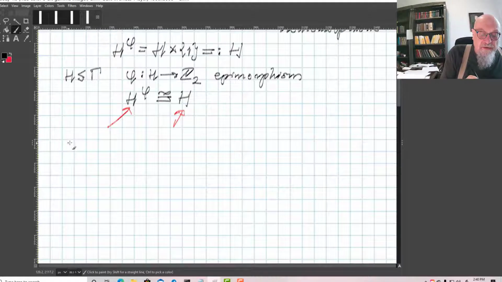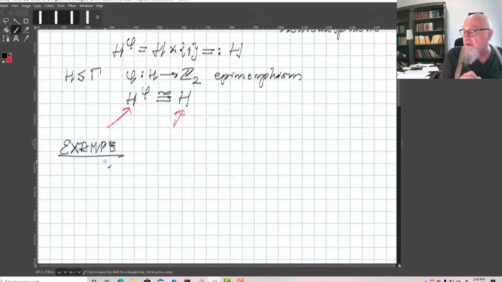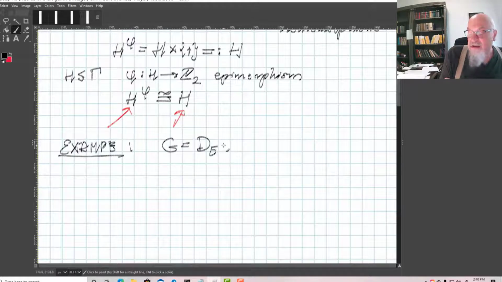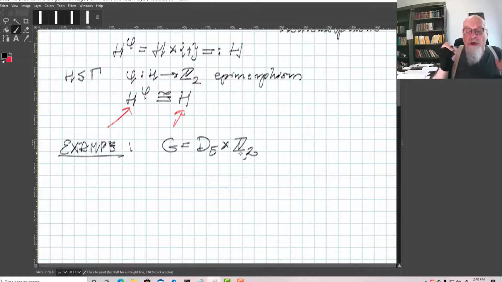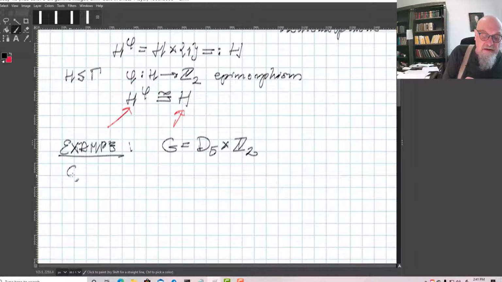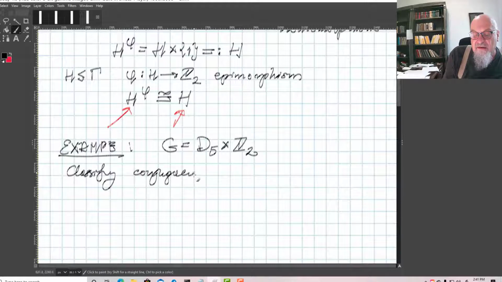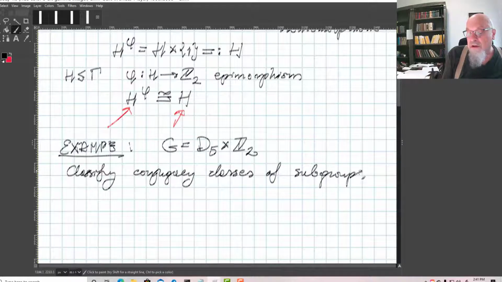So let's consider our first example, and let's consider all possible subgroups. I consider here the group G, and this group will be D5 times Z2. We want to classify all the conjugacy classes of subgroups in G using twisted notation.